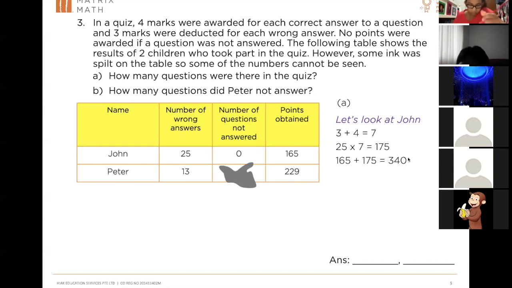Basically, what this 340 represents is that if John were to answer every question correctly, he will get a full score of 340. So this is the perfect score, 340. So if I use 340 divided by 4, I'll get the number of questions in the quiz. Okay, any question? Any question on that?